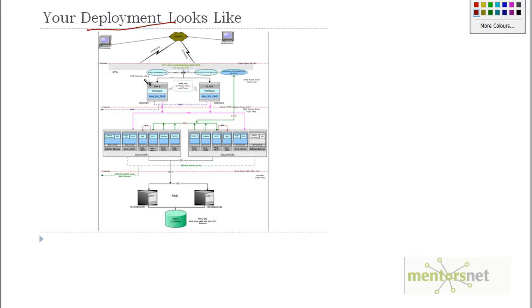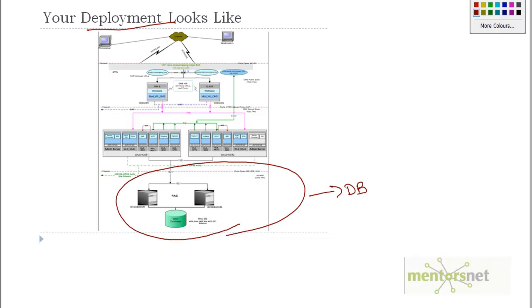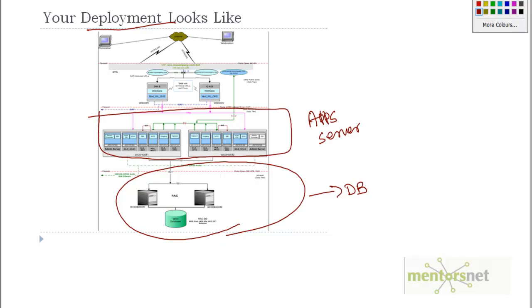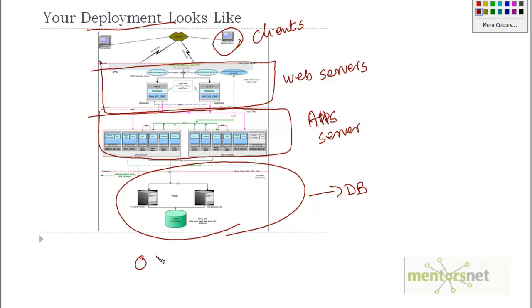This deployment consists of different components, like these components down below is the database. On top of the database we have something called the application server, and on top of that we have something called web infrastructure, like web servers. Then different clients are connecting to your web server, connecting to the application server and then to the database. These are the clients. This is the infrastructure for your online retail store.